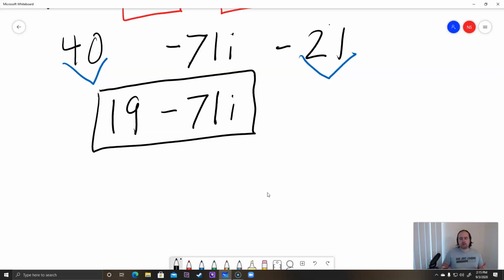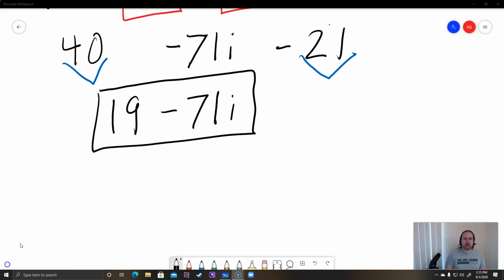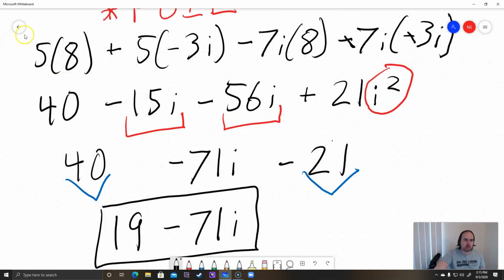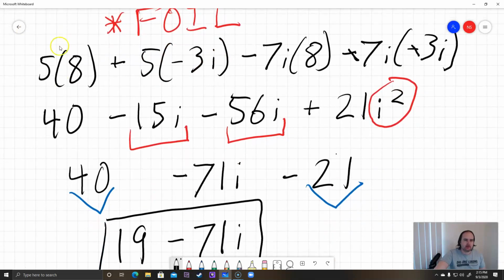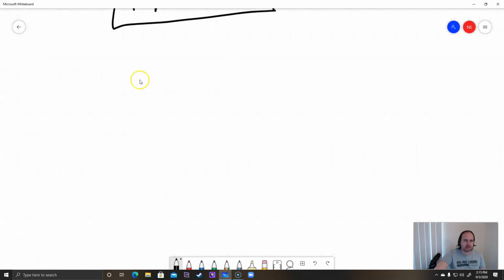And we know we're done because we're in standard form. We're written in the form a plus bi. Here a is 19 and b is negative 71. Okay, so I wanted to do one more example of multiplying before we go on. So example number 5 is next.